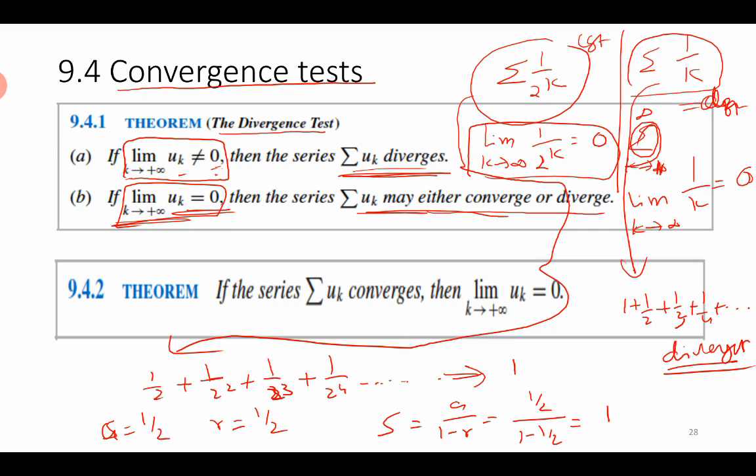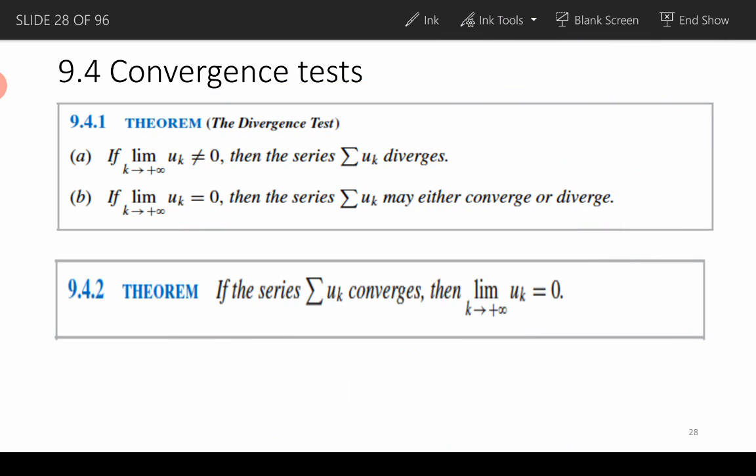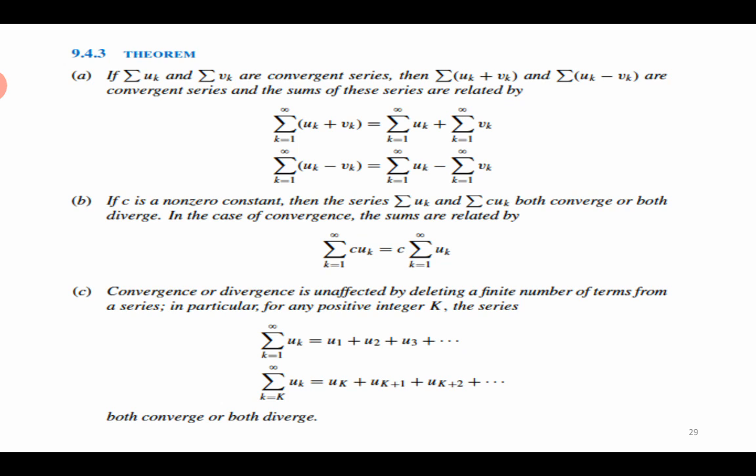What is the next point here in the theorem? If the series summation u_k converges, then the limit should be 0. But the limit being 0 will not give convergence. The converse is not true. If it is converging, then the limit will be 0. But the limit being 0 does not give convergence, just like the previous example.